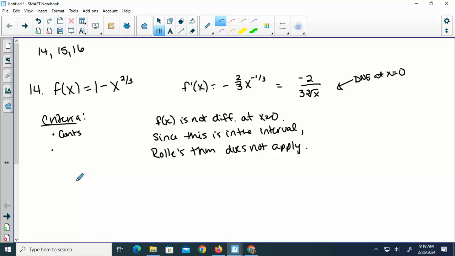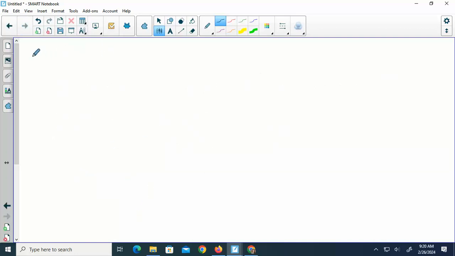Number 15, we are talking about the graph. But I told you that this was the graph of the derivative. So we want to know when the function was increasing and decreasing. So think about how we find increasing and decreasing. Increasing happens when what is true? When what's positive?